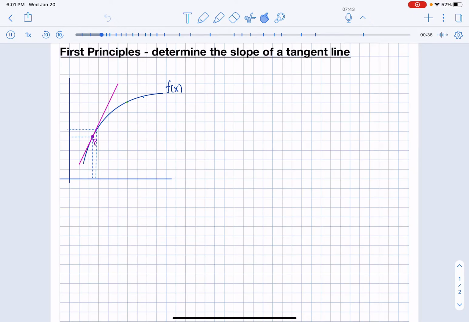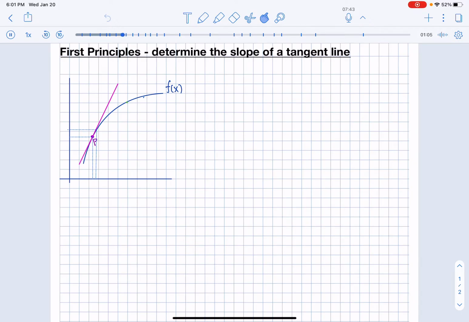In order to find the slope of the tangent line, which is the pink line, we need to know 2 points that are on the pink line. However, we only know 1 point, which is P. Therefore, we need to approximate the slope of the tangent line by using the slope of a secant line. The secant line is a line segment between 2 points that are on the curve.